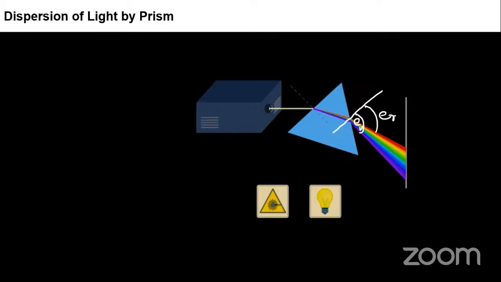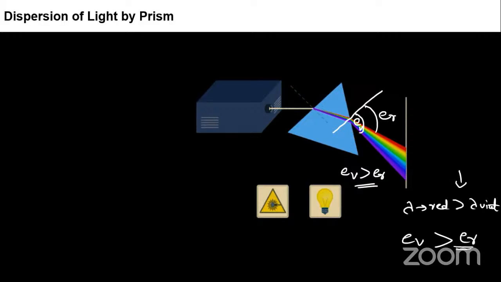So violet's angle of emergence is greater than the red's angle. From here I will comment that lambda for red is greater than the violet, but the reverse is true for the emergent angle: the emergence angle of the violet will be greater than the emergent angle of the red. So from here we can make a mathematical law: lambda is inversely proportional to emergent angle.